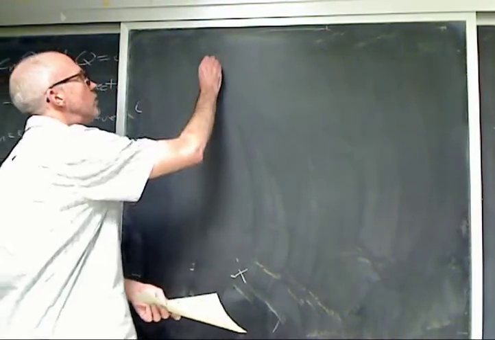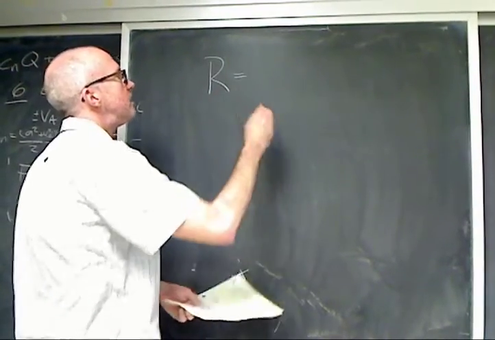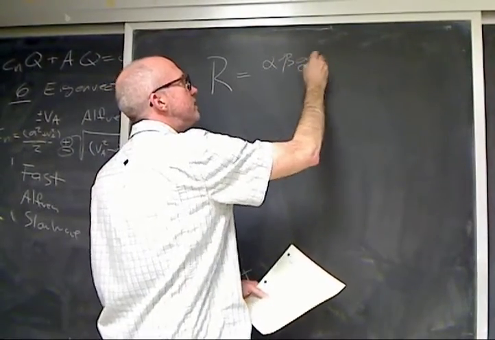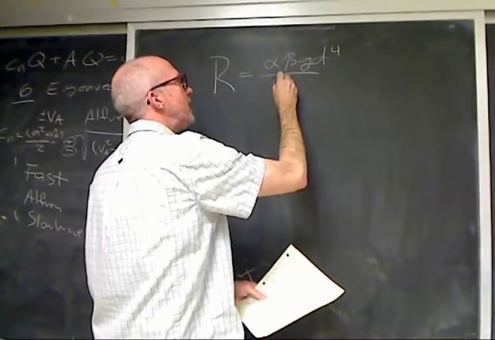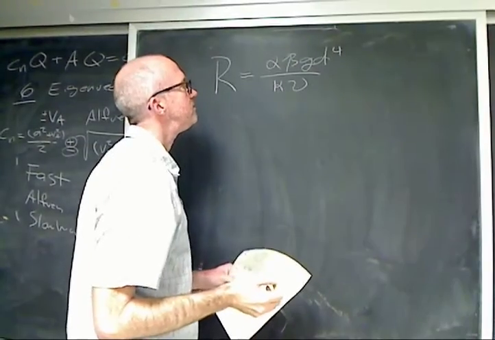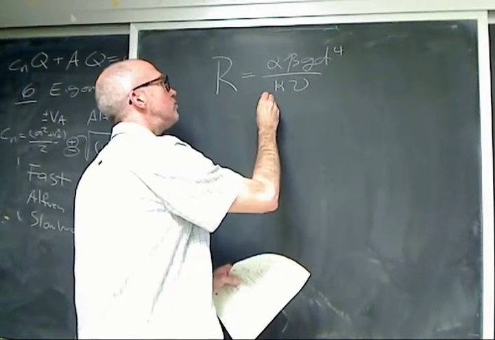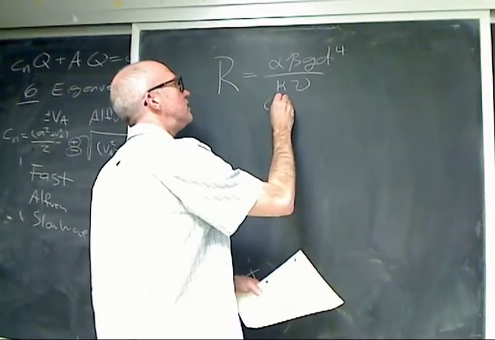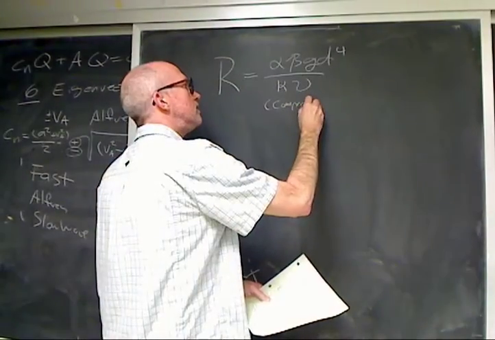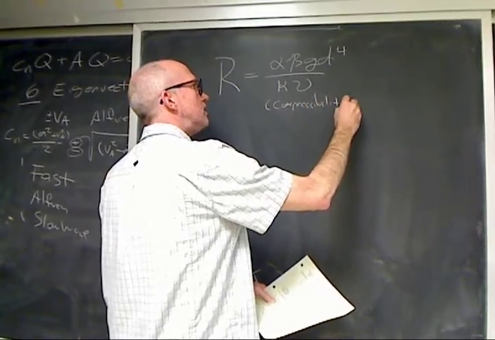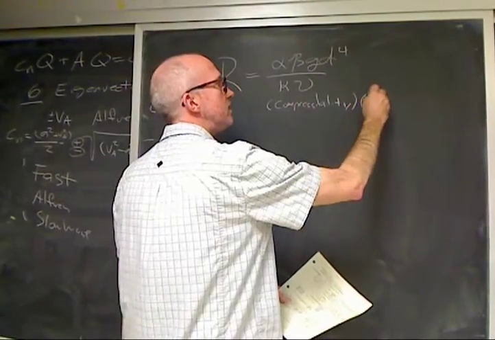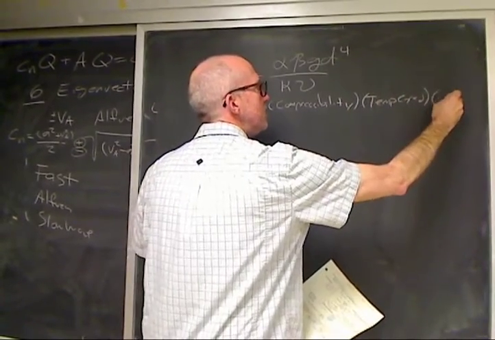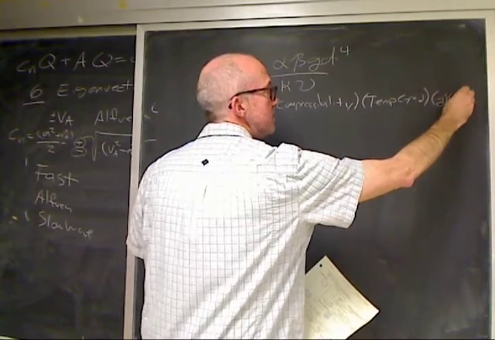Specifically, there's this thing called the Rayleigh number. And it's equal to alpha, beta, g, d to the fourth over kappa nu. Okay, alpha is the thermal compressibility. So how much does it shrink? Beta is the temperature gradient. G is gravity, and D is the distance.